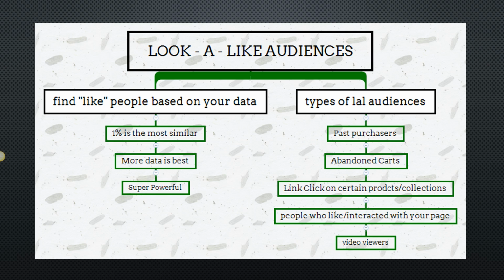And the types of lookalike audiences that you can make, there's a whole bunch of them. Facebook is constantly rolling out new features and different ways that you can make lookalike audiences. But some of my favorite ones to do are based on past purchasers. If you have a list of past purchasers who have purchased your product, you can download that list, re-upload it to Facebook as a custom audience, and then make a lookalike audience based on that.